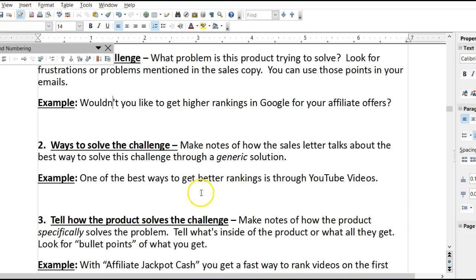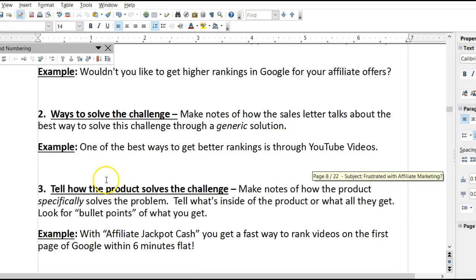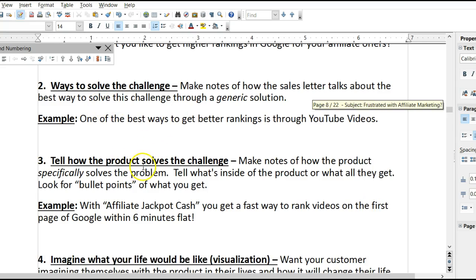Okay, and then by that, for example, if we're doing videos, you might say one of the best ways to get better rankings is through YouTube videos, or you might say, one of the best ways to promote affiliate products is through YouTube videos. Okay, in our case, you want to tell how the product solves the challenge, and you want to make notes of how the product specifically solves the problem.